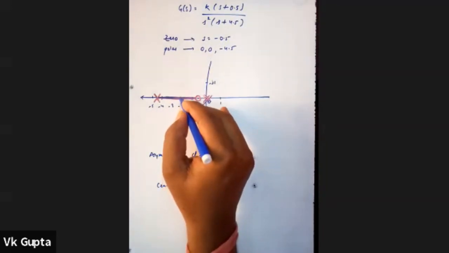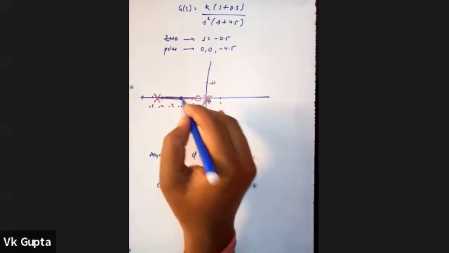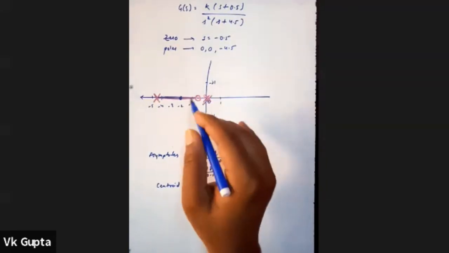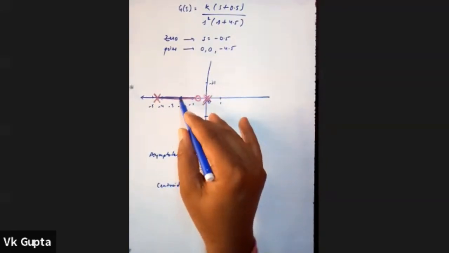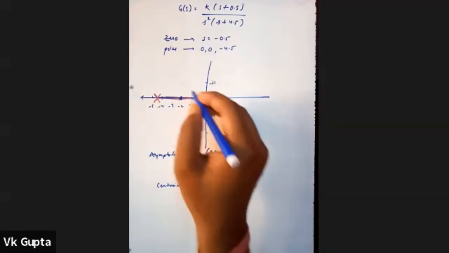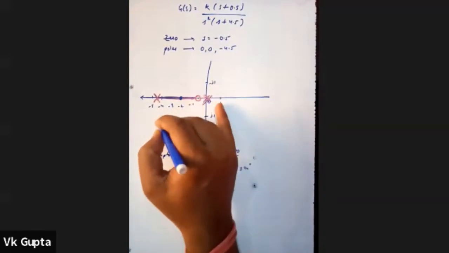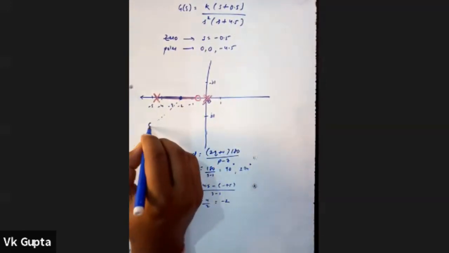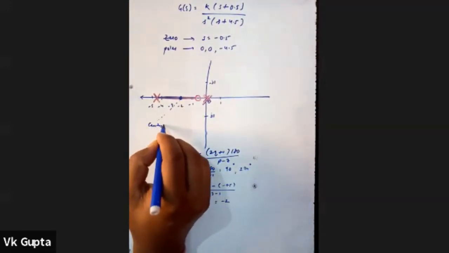Please note that other than root locus branches, all other lines are dotted lines. So don't make a thick, dark line for anything other than root locus lines. So we write down here, this is the centroid.